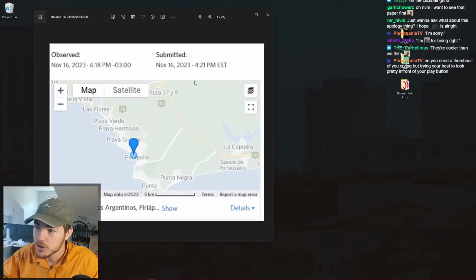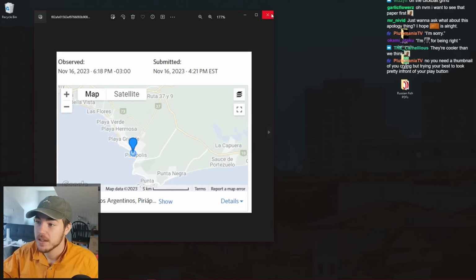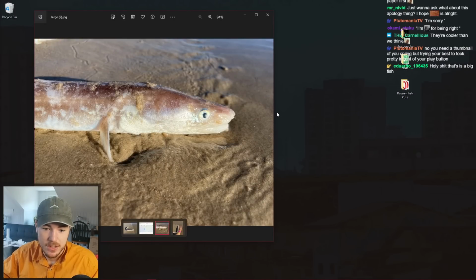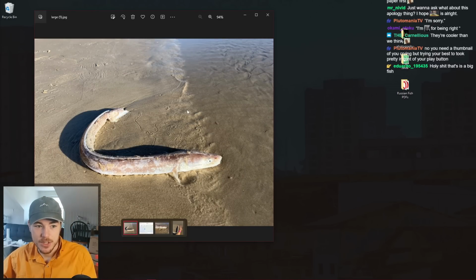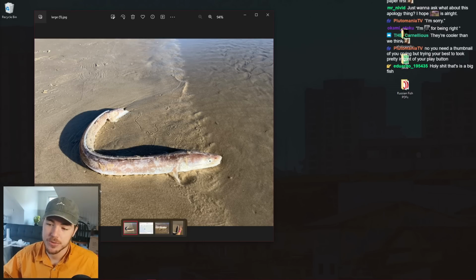So we have a location, which is pretty much the most important thing, and we have a picture of the fish. So we should be able to figure out what this fish is. Now, I have a good idea from the start of what this fish is, but let's say you had absolutely no idea. Let's make some observations about the fish that will help us identify it, okay?